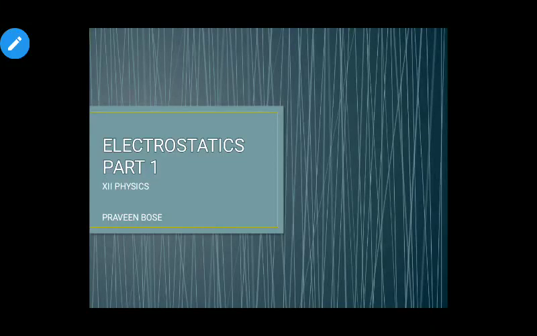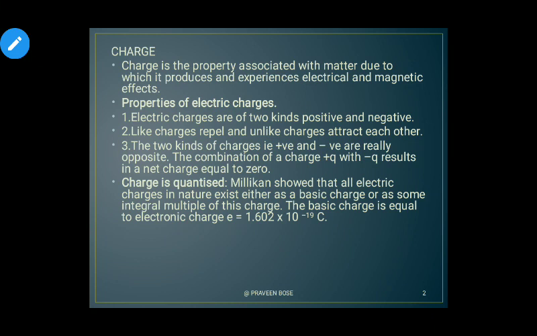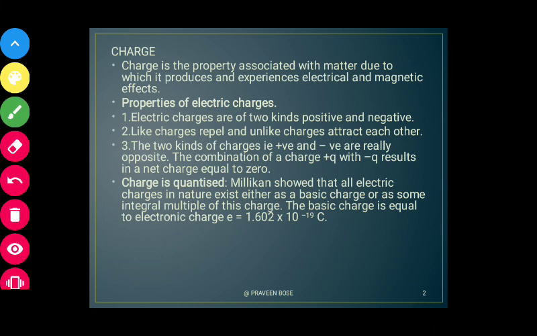This is an introductory lesson about electrostatics. Electrostatics is a branch of physics which deals with the study of charges at rest. In electrostatics, we are dealing with a property of matter called charge. And we are familiar with the fact that charges are of two types, positive and negative, and like charges repel and unlike charges attract.